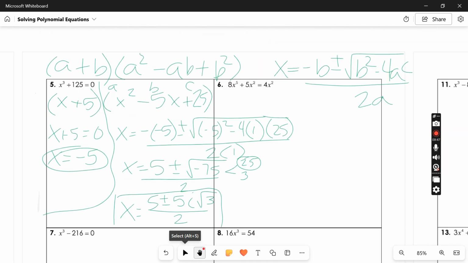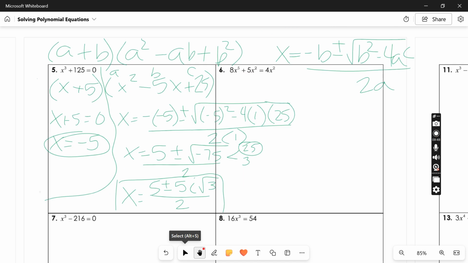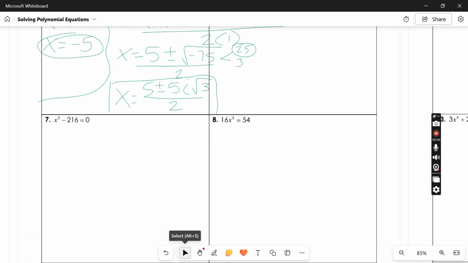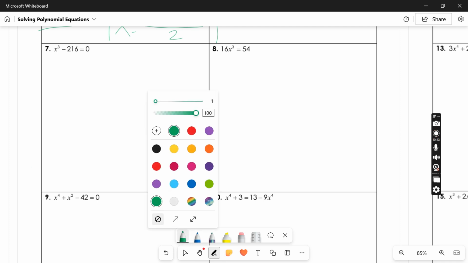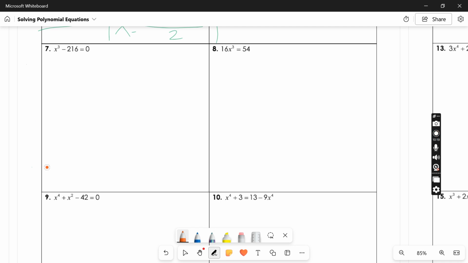Like I said, you can pause at any time if y'all need to take a minute to write some stuff down. We're looking at number 7 now. Number 7 says x cubed minus 216 is equal to 0. Good news is that it's already set equal to 0. If you look on your chart, this one looks like difference of cubes. So we're just going to use the formula for difference of cubes.